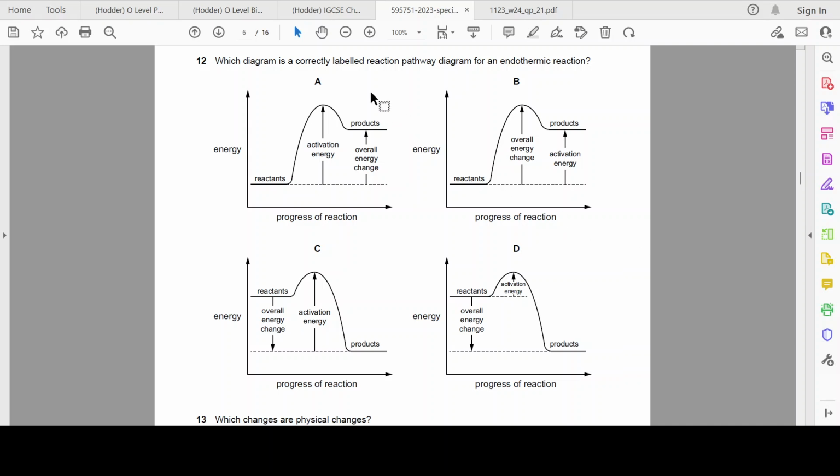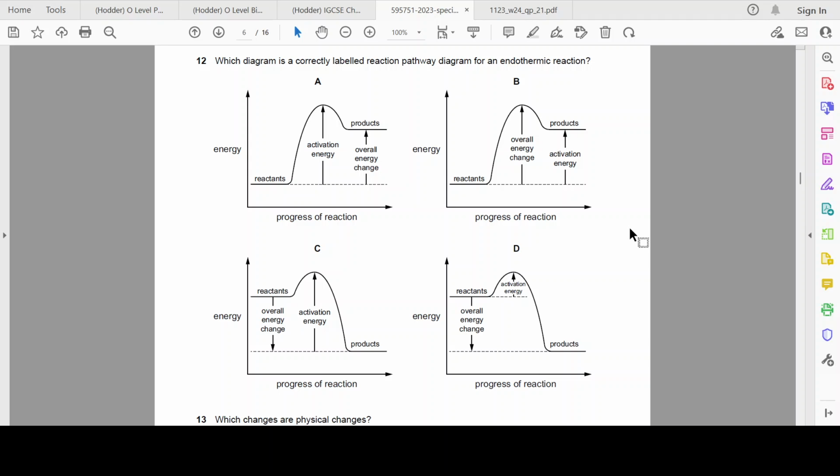The energy level of the product is higher than the reactant for endothermic reactions, right? Over here the product has less energy. Energy is on the y-axis, right? And so C and D are eliminated. You're not even looking at them. So between A and B, which is correctly labeled? A. B. Okay, so what's the difference between A and B?